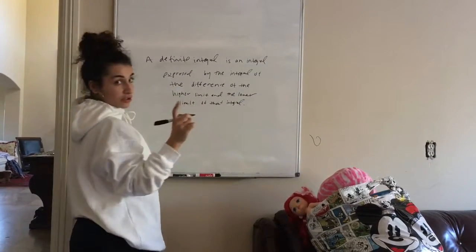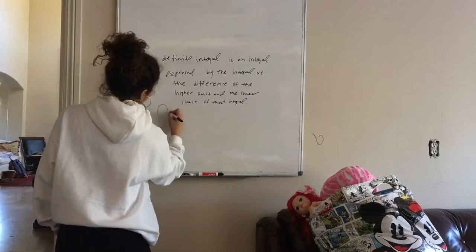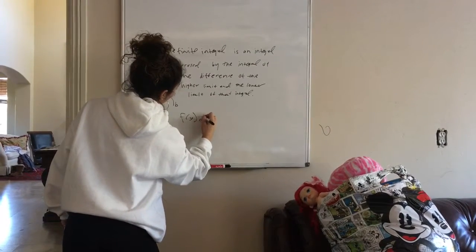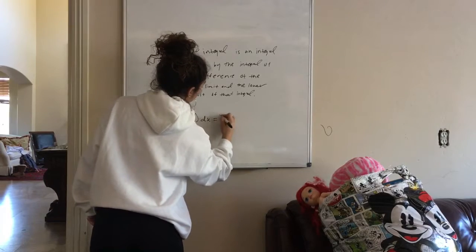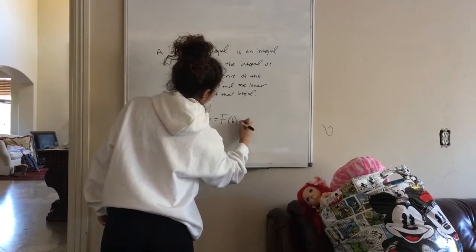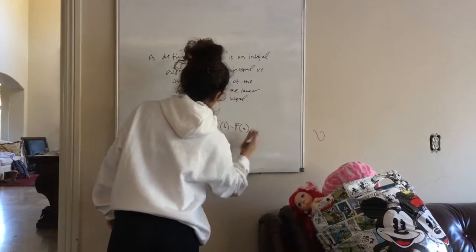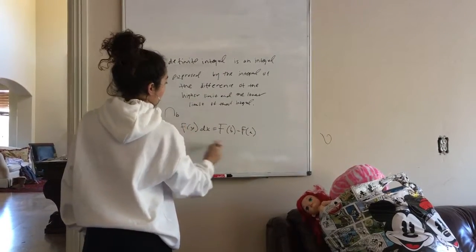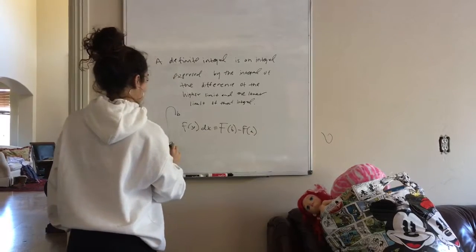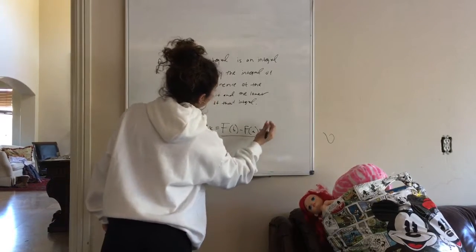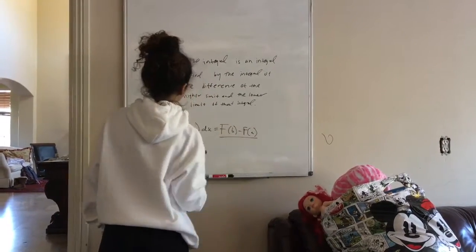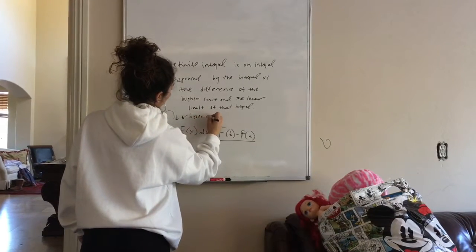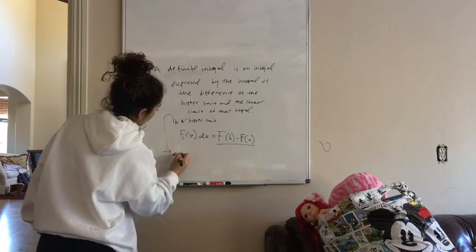This is shown by the integral from a to b of f of x dx equals, where this is the integral at b and this is the integral at a, and this is the difference of them, and this expresses the definite integral, and this is the higher limit and this is the lower.